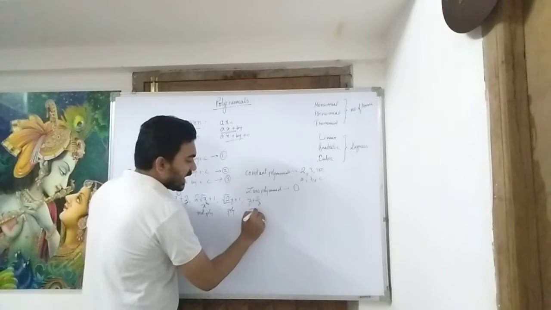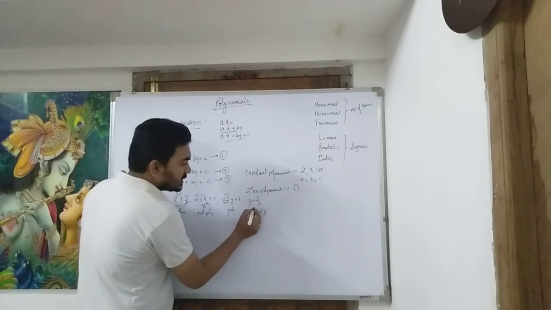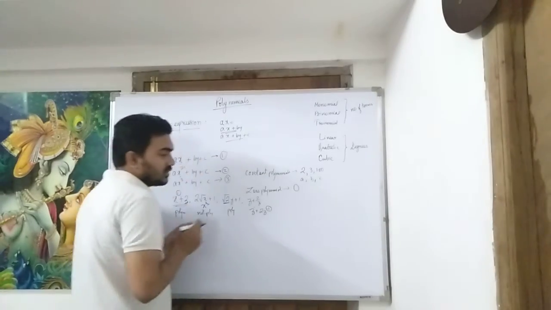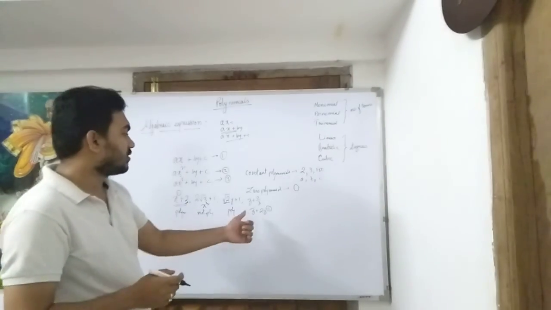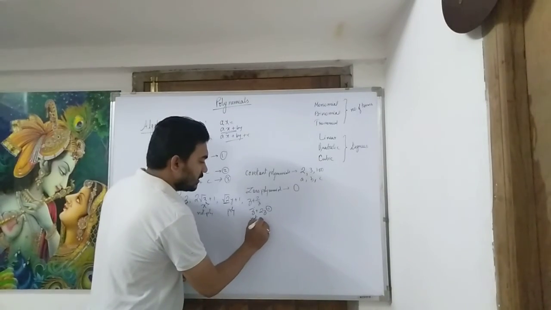Here it is actually z plus 2z to the power minus 1. This variable has power 1, no problem, but this is minus 1, which is not a whole number. So we cannot consider this to be a polynomial. This is not a polynomial.